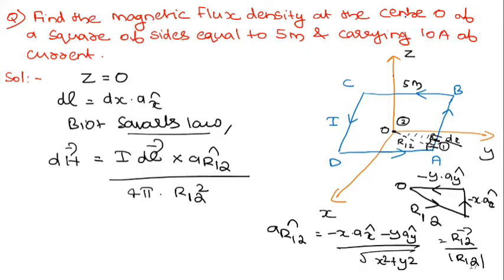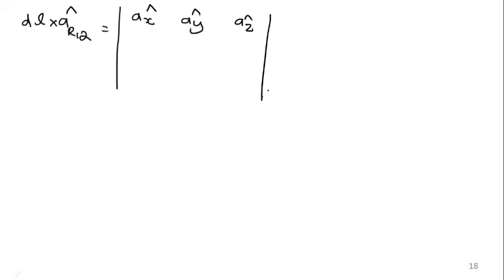Now tell me if you have any doubts till now. Now we have dL with us as well as the unit vector. So the next step is to find the cross product, because that's what is demanded by Biot-Savart's law. Those who still don't know how to take the cross product, listen carefully. ax, ay, az, and then you should check the coefficients. You have two vectors: dL is dx ax, and aR12 you just calculated. From the previous slide you can take it, I'm not writing it again.